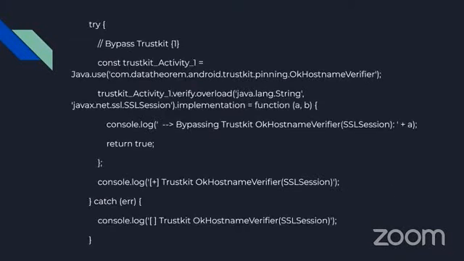One of the use cases which we have seen is to bypass certificate pinning on Android applications, which, as I've said, is generally just boolean checks. For this script we can see that we are hooking into a function called com.datatheorem.android.trustkit.pinning.OkHostnameVerifier, and then we are overloading that particular method and returning true to bypass the pinning which is being performed on the mobile application.